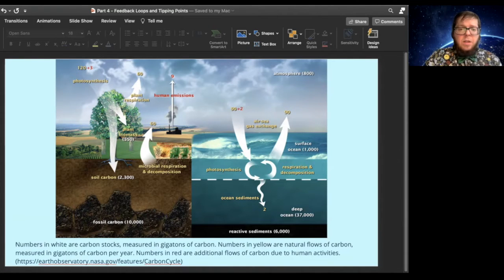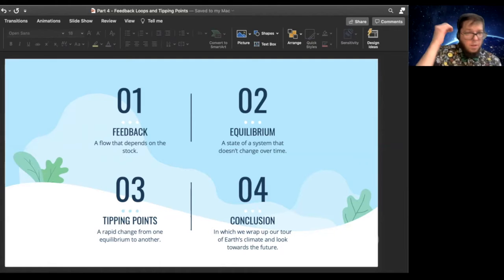So tonight's talk is going to have 4 key parts. In the first part, we will define feedback, examples of which we have already seen in last week's seminar. In the second part, we will define equilibrium, a concept that will arise out of our examination of feedback. In the third part, we will define tipping points, a concept that will arise out of our examination of equilibrium. And finally, we will bring tonight's seminar and the series to a conclusion. So let's begin with feedback.